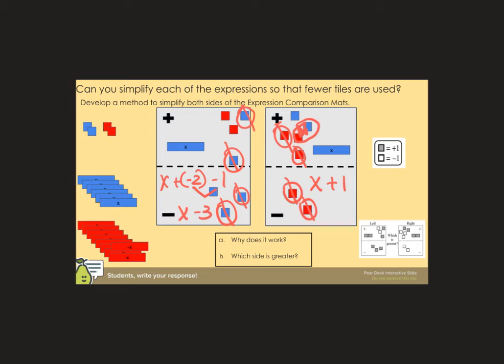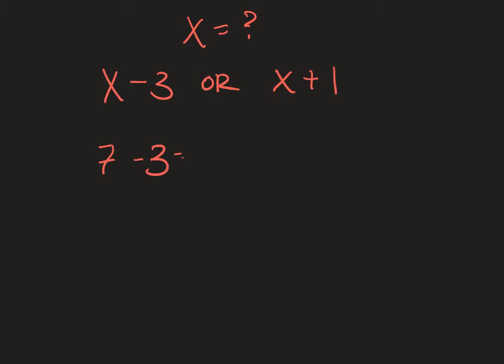So the question really is asking, what is bigger, x minus 3 or x plus 1? Well, if you think about it, x could be anything we want it to. So let's plug in some numbers. What if x was 7? 7 minus 3 equals 4, or 7 plus 1 equals 8. Well, we'd say the right side is bigger.